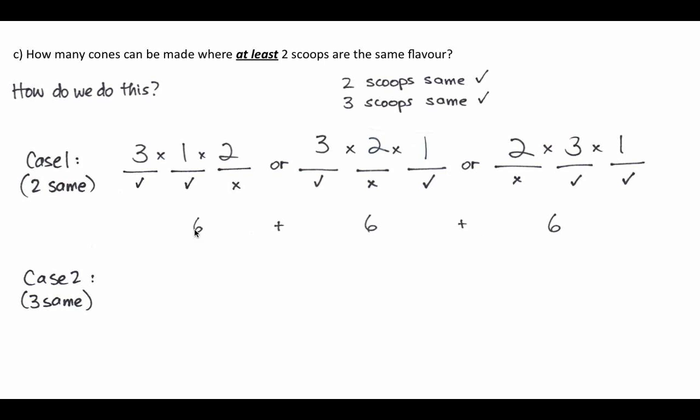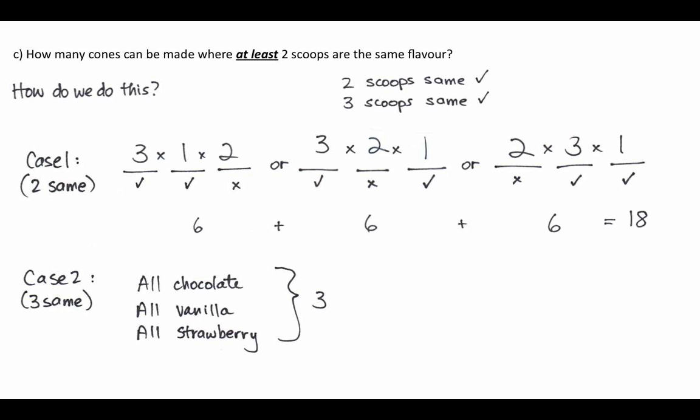And so we add those together. So we get 6 plus 6 plus 6, which is a total of 18 different ice cream scoops where 2 are the same. Now, if we want the ones where 3 are the same, then we look down here at case number 2, where 3 are the same. And of course, how many options do we have? Well, we can have all chocolate, we can have all vanilla, or we can have all strawberry. But that's it. Those are our 3 choices.